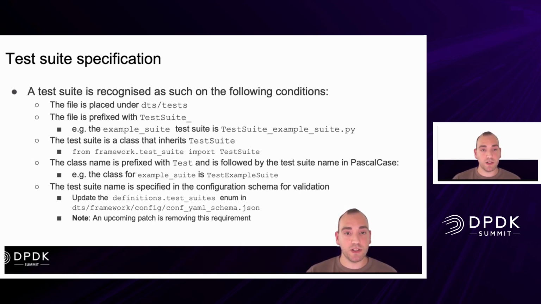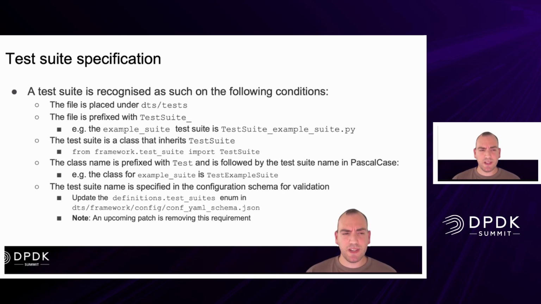Also, the file needs to have a class which basically defines the test suite, and this class needs to inherit TestSuite, which is part of the framework. You can see the import command here in the slide. Another requirement is that the class name needs to be prefixed with Test, and then the test suite name that we use for the file name also needs to be specified, but in Pascal case or upper camel case. So as you can see here in the example, it should be TestExampleSuite, all capitalized.